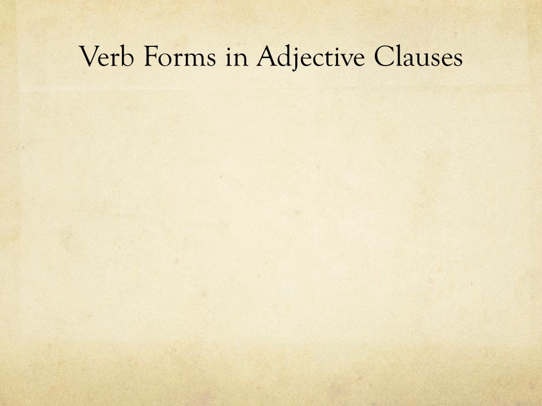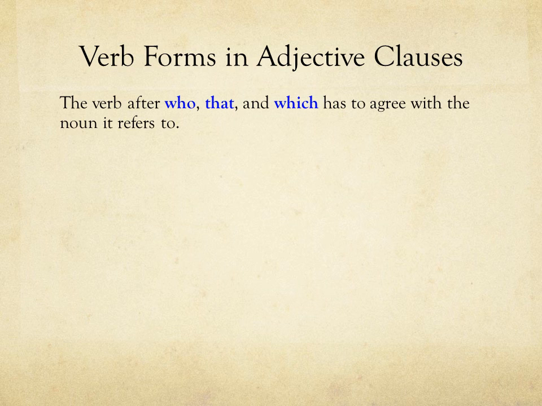Let's look at the form of the verb in an adjective clause. The verb in an adjective clause, beginning with who, that, or which, has to agree with the noun that you are describing. So when you write the adjective clause, you have to think about the rule for a third person s when you are writing in the simple present tense.